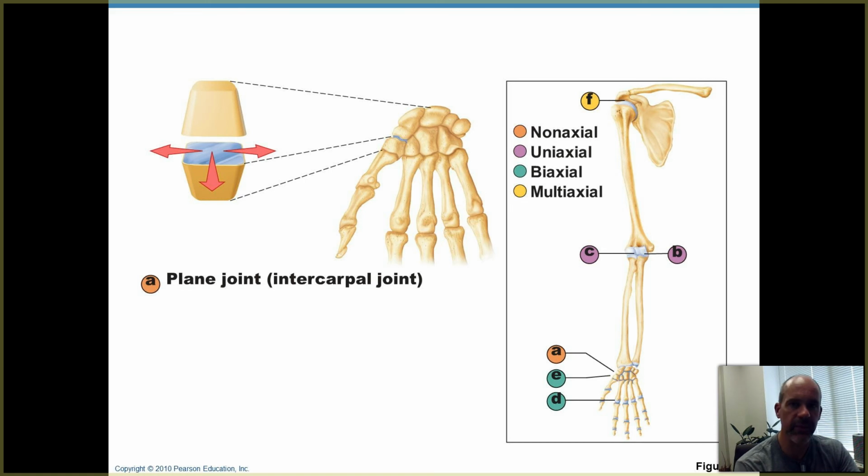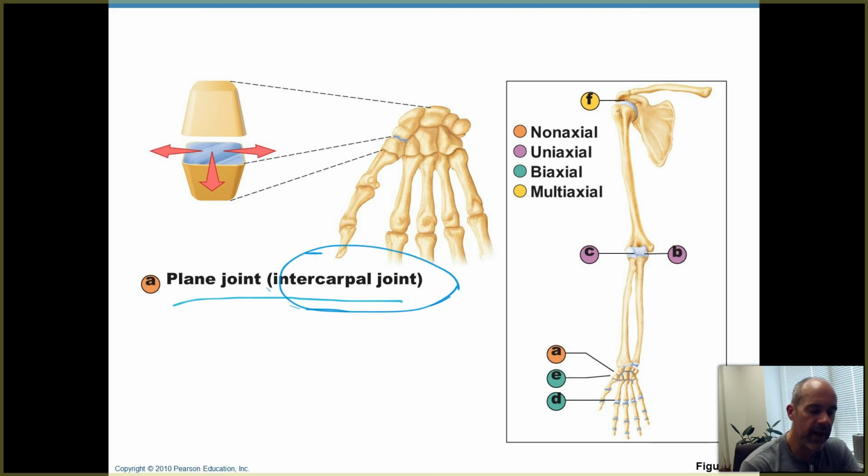Okay, the first type of synovial joint we're going to discuss, plain joints. An example of a location in the body where you have plain joints would be the intercarpals, so between your carpal bones in the wrists. If you look at those carpals pretty closely, you notice that the articulating surfaces there are flat or kind of shaped like a plane. So these bones basically just slide across each other, and those are the types of motions that they make.